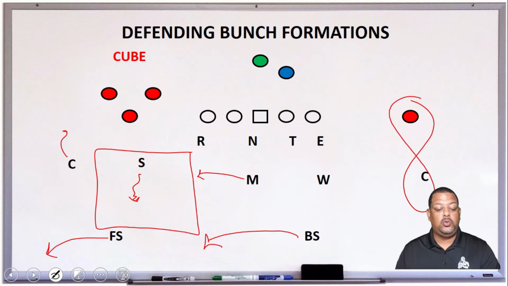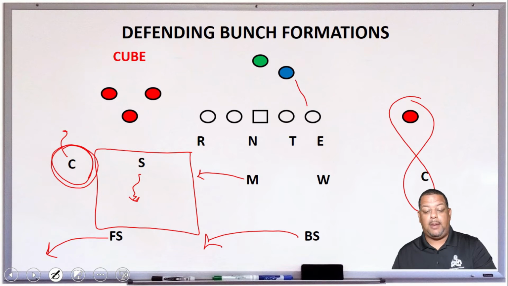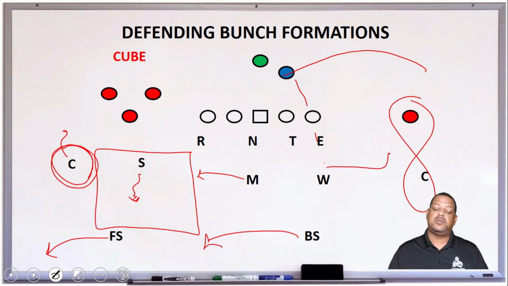We use cube to say that the corner has the outside flat. That's all we've done. And that's just a different way to play. And we know we've got man concept backside. So if he does this, the wheel knows he has the running back and so forth and so on. That's just a different way to play it.